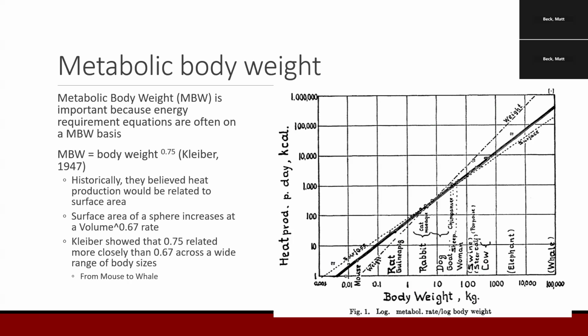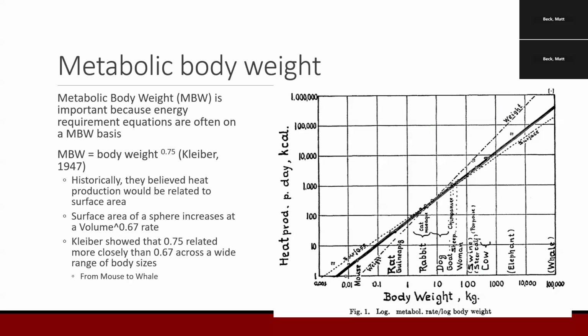Kind of. Okay, wizardry. They were surprised when they found that it was to the 0.75 power, and I have yet to see a good explanation as to why. It is because it is. So if we take body weight and raise it to the 0.75 power, we get metabolic body weight, which will be important when we calculate net energy for maintenance.